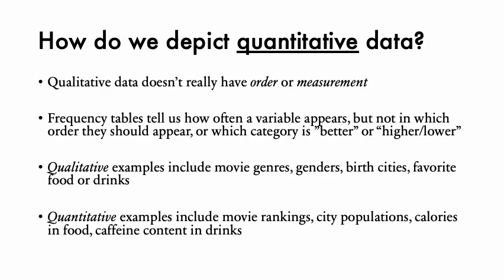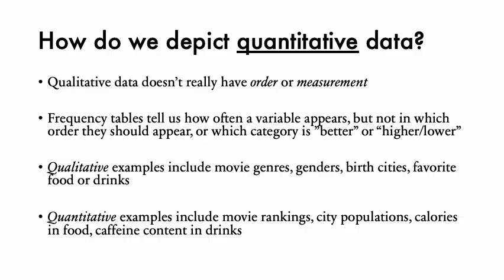All right, so we're going to go ahead and switch over to talking about how we depict quantitative data. Remember, when we're looking at qualitative data, we don't really care about order or measurement, right? If we're looking at nominal categories, they don't have an order. We're not measuring anything. We're just counting how many things go in each bucket, and the different categories we have are just the different buckets. So frequency tables tell us about how often something drops in the bucket, but they don't tell us what order the bucket should go in or whether a bucket is better or higher or lower.